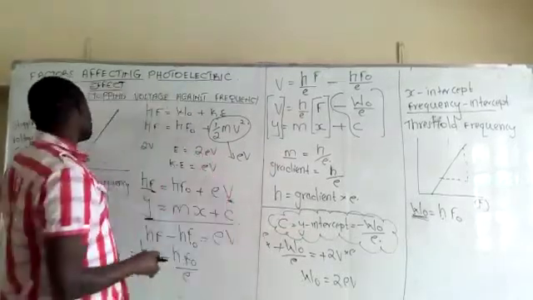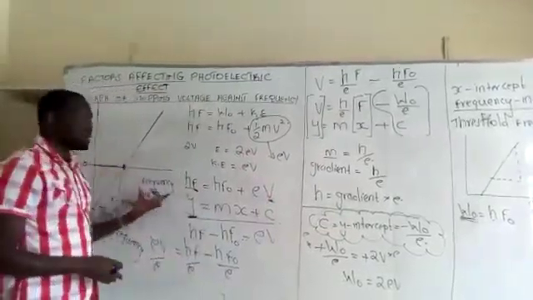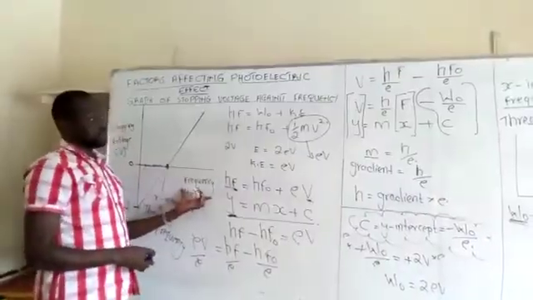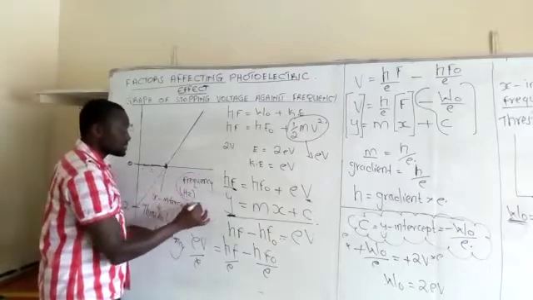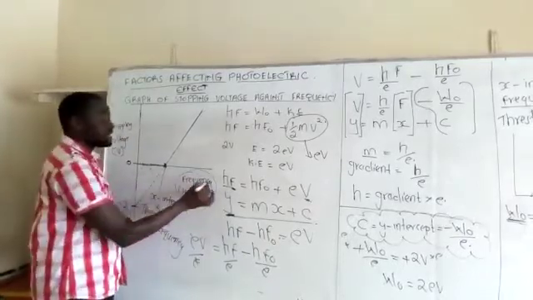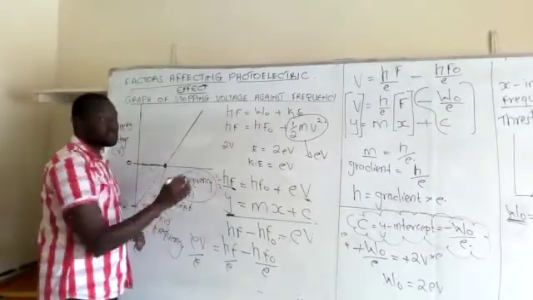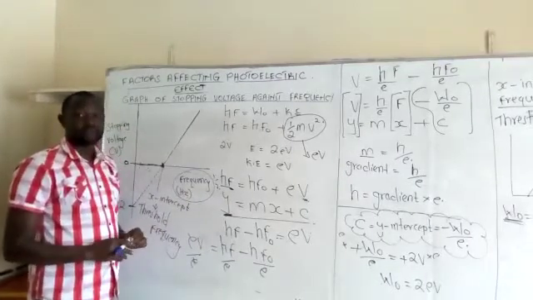So join me in the next session as we look at an example on the analysis of the graph of stopping voltage against frequency. We'll also look at a situation where instead of plotting against frequency, we plot against the reciprocal of wavelength. Thank you. Have a nice time.